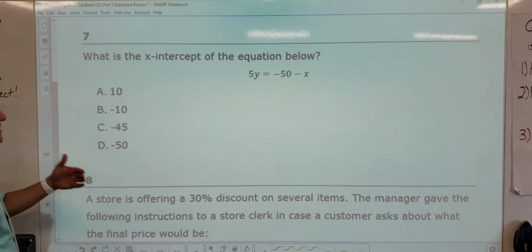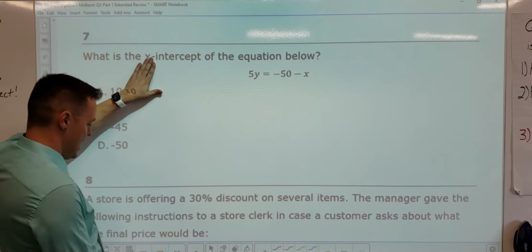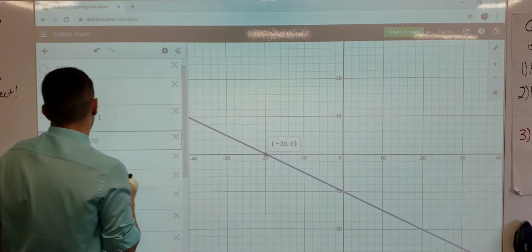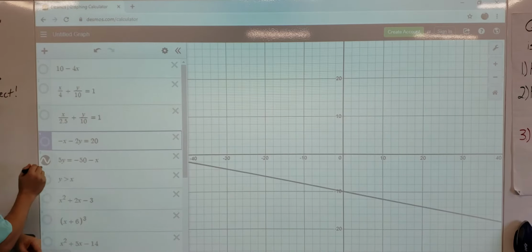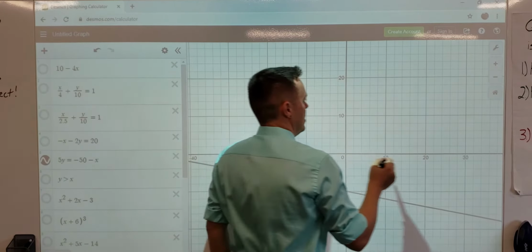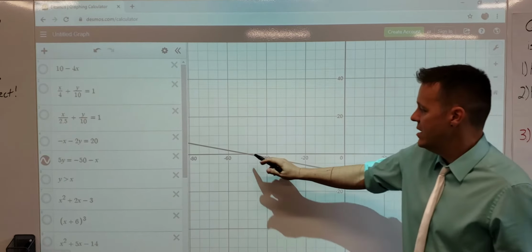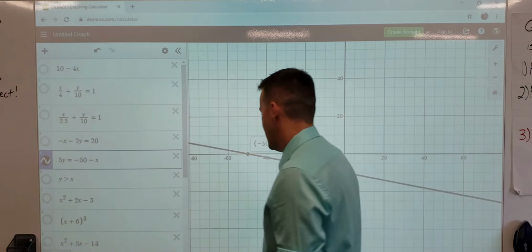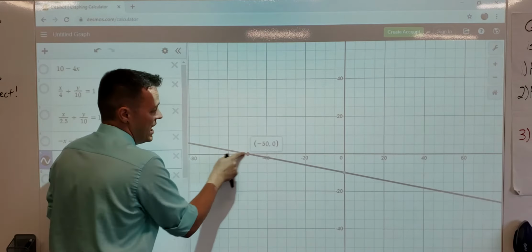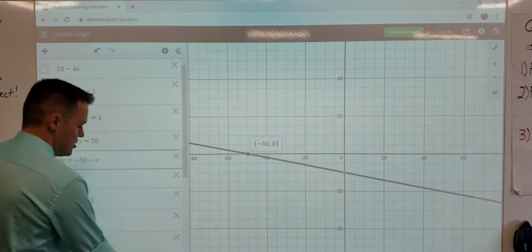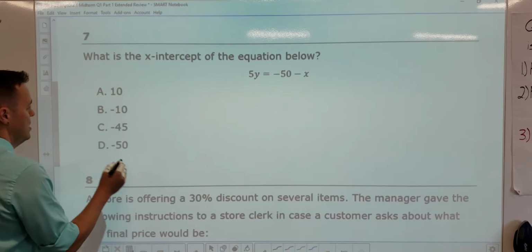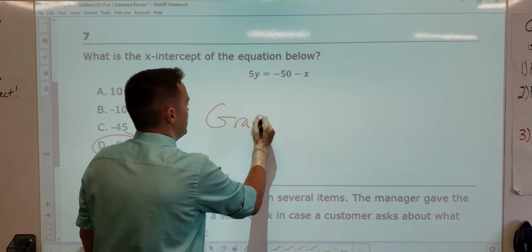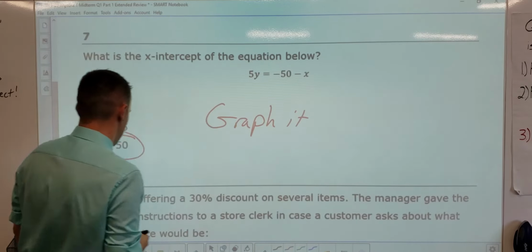Number 7, same setup. We're looking for the x-intercept. The x-intercept is the horizontal line right here. So turn that one off. Here it is right here. You turn it on, ladies and gentlemen. Zoom out one more bit. Click the line. It'll automatically give you the intersection. It's -50. Notice it's asking for the x, not the y. So please don't get confused on those. All right, it is -50, and you would graph it. Please make sure you understand the setups, okay?